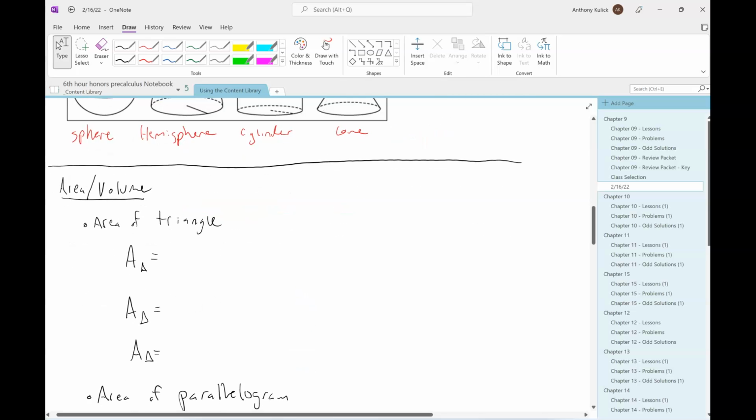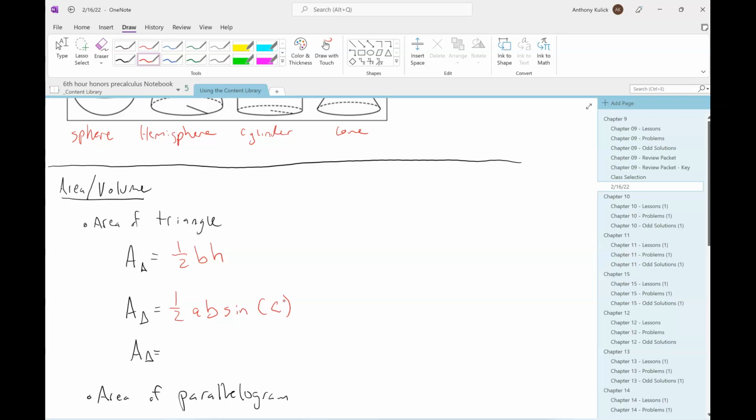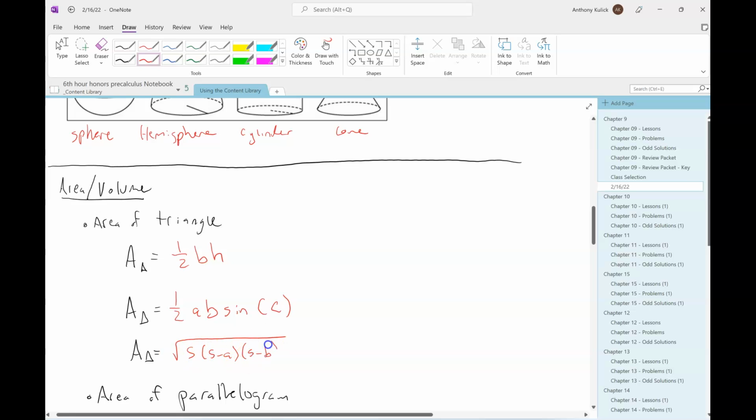Okay, let's do some area and volume type reviews here. So start with the area of a triangle. One formula we know is 1/2 base times height. What's another one? How about 1/2 ab sine C? Does that look familiar? No. Chapter 7? Don't say no. How about a third one? Yeah, the S one. That was the square root of S times S minus a times S minus b times S minus c, where S is the semi-perimeter.